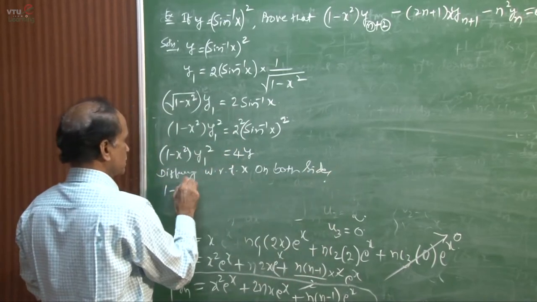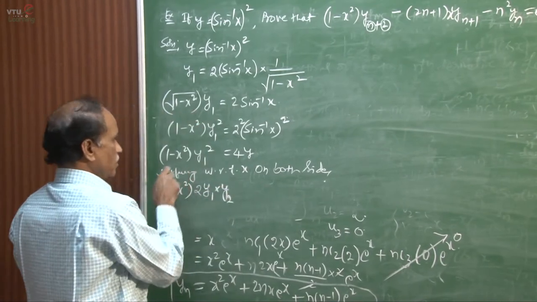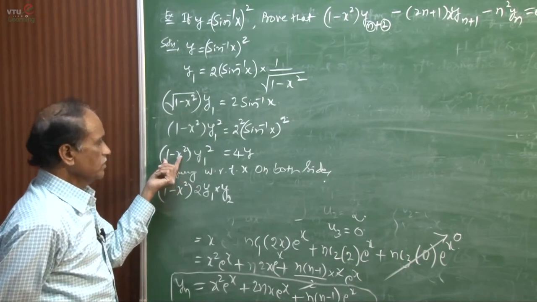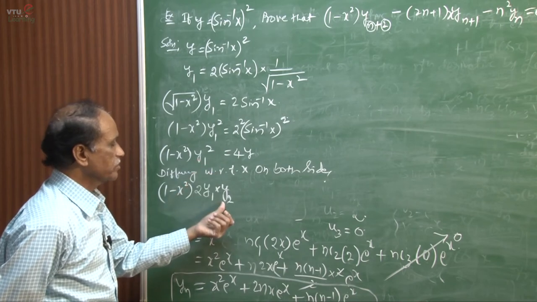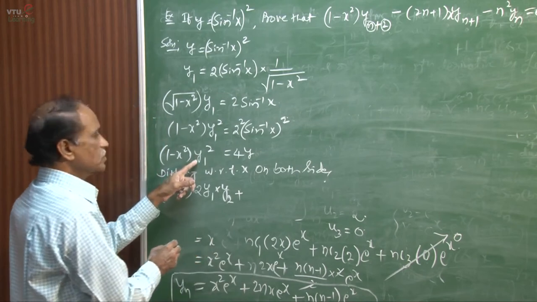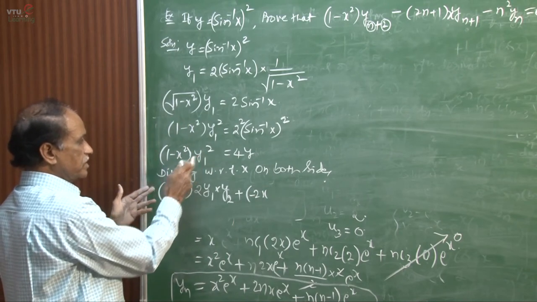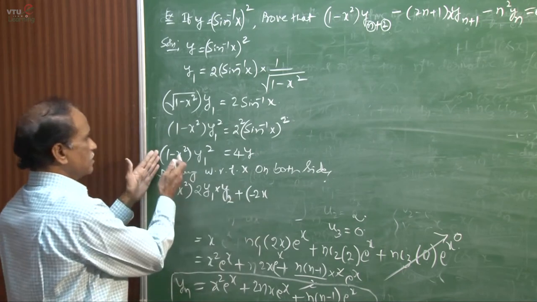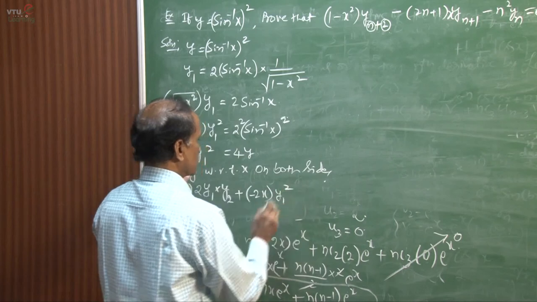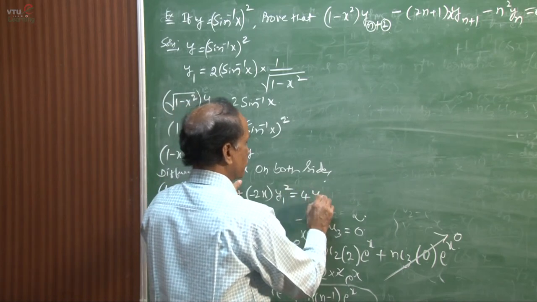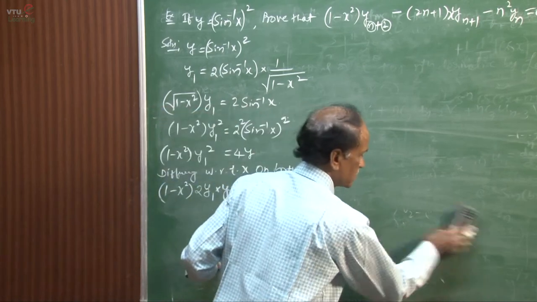On both sides. So, 1 minus x square into 2 times y1 into y2, because this is a product. 1 minus x square I will write as it is, and y1 square differentiation is 2 times y1 into y2, plus y1 square is constant, but the differentiation of the bracket is 2x with minus sign here. First I took the differentiation of this keeping the other as constant, plus the differentiation of this bracket keeping this term as constant, that is the u into v formula. Then minus 2x into y1 square, and that is equal to 4 times y1. So, this is the end of taking differentiation before applying Leibniz theorem.